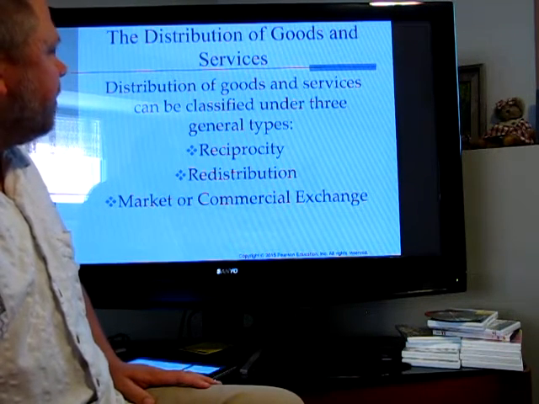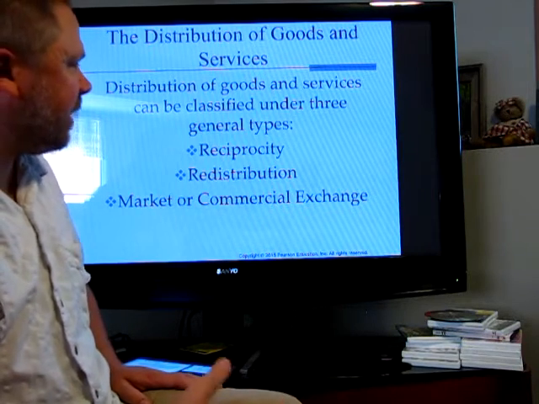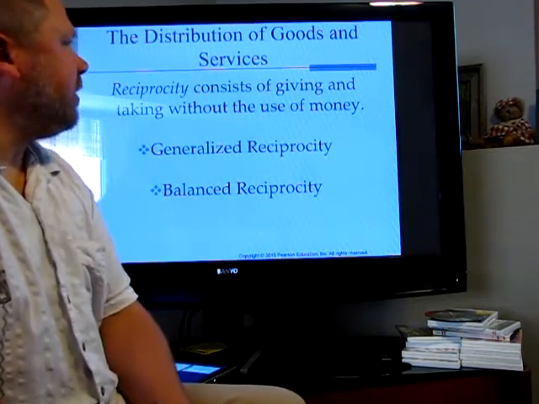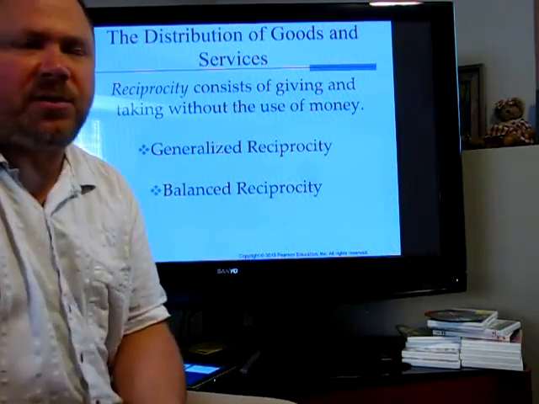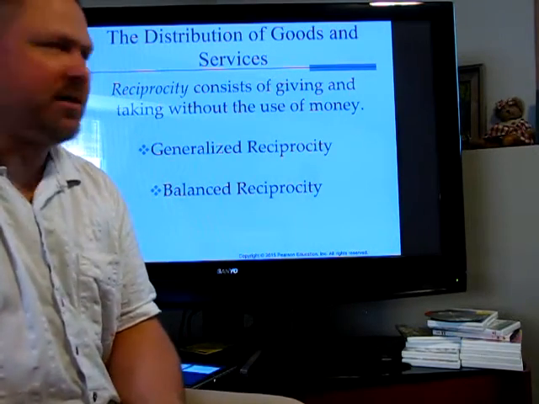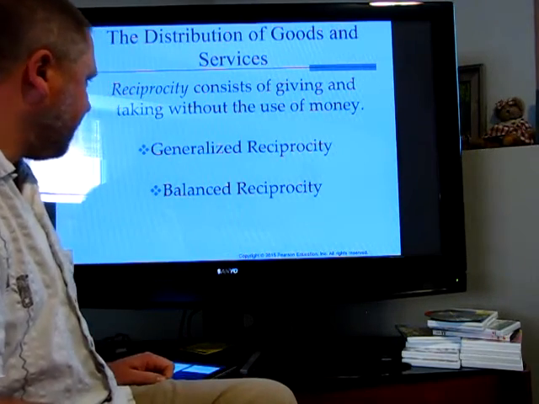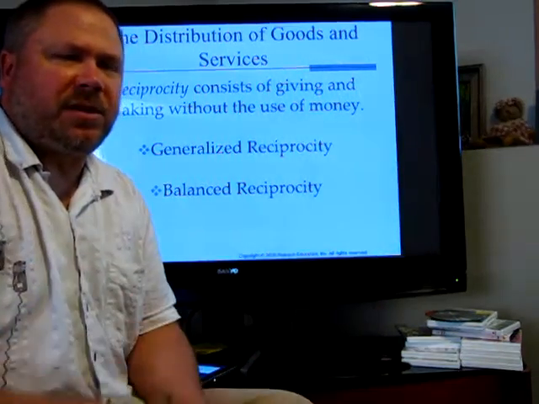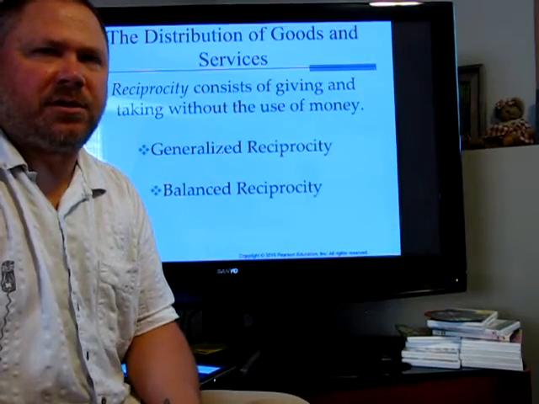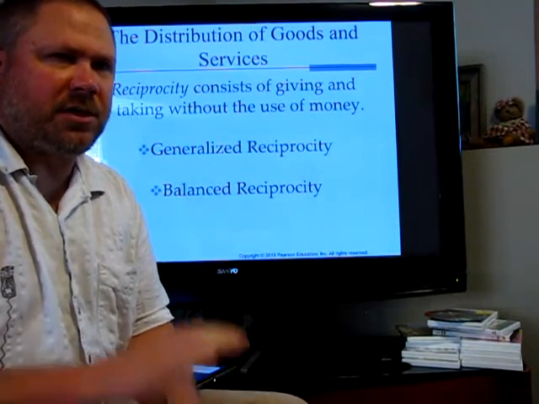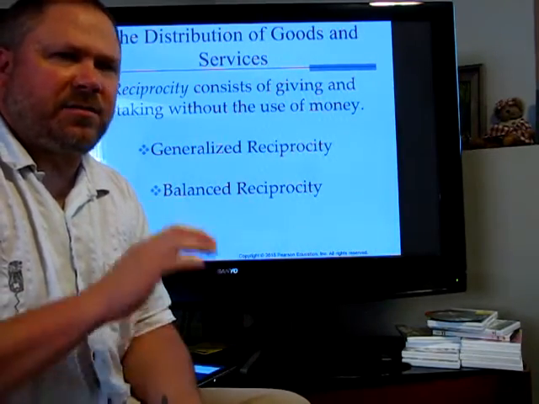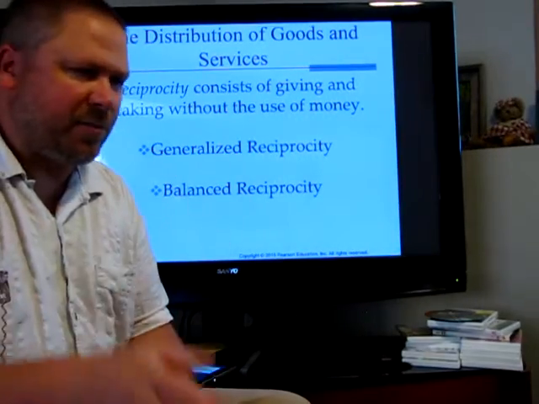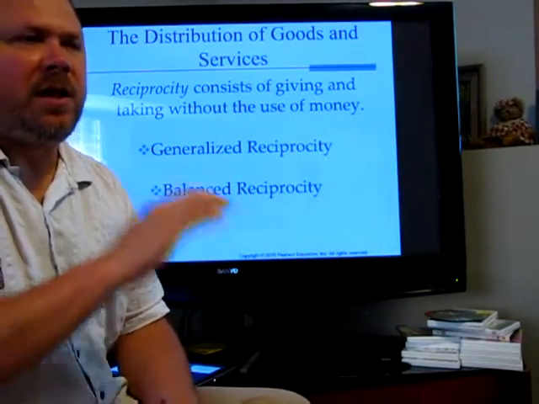So we can talk about distribution of goods and services under 3 types: reciprocity, redistribution, and market or commercial exchange. And under reciprocity, which is giving and taking without the use of money, there's generalized reciprocity and balanced reciprocity. Generalized reciprocity is when you give something to someone without the expectation of a return gift. So usually this happens with close kin, and is very typical of foraging societies. Here, I give you this. I don't care to have it back. You can use it, etc.